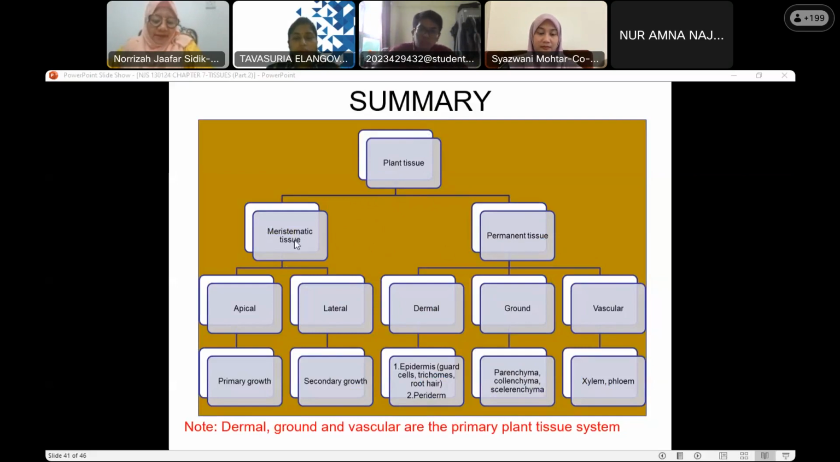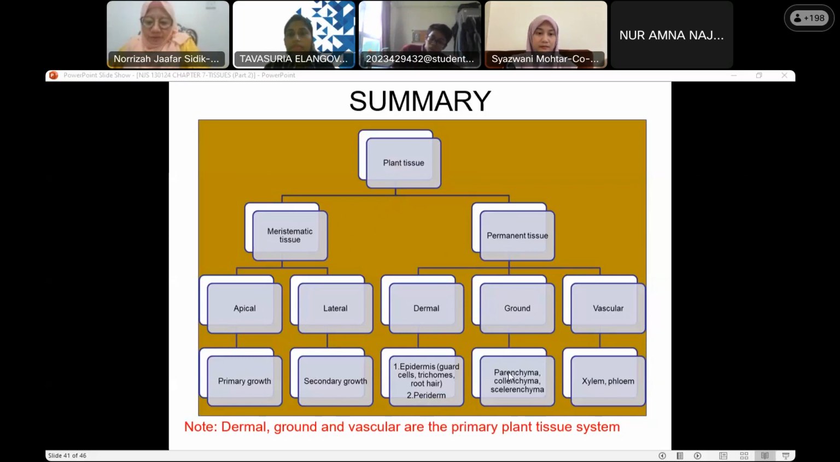Okay, the meristematic tissues can be divided into apical meristem and the lateral meristem. Apical meristem is responsible for the primary growth, whereas the lateral meristem is responsible for the secondary growth. And the permanent tissues, there are three types: the dermal tissues, ground tissues, and vascular tissues. The dermal tissues give rise to the epidermis and the periderm.